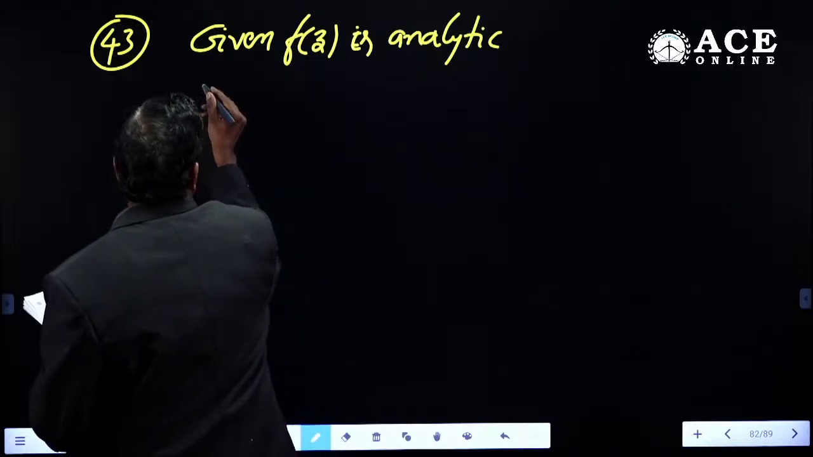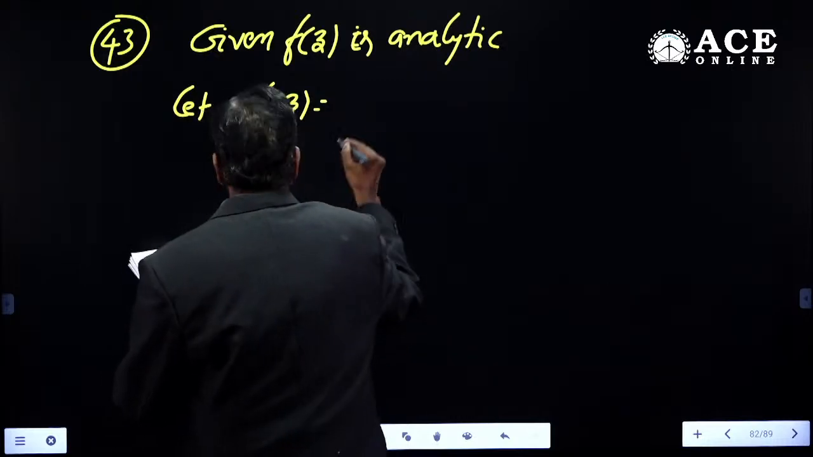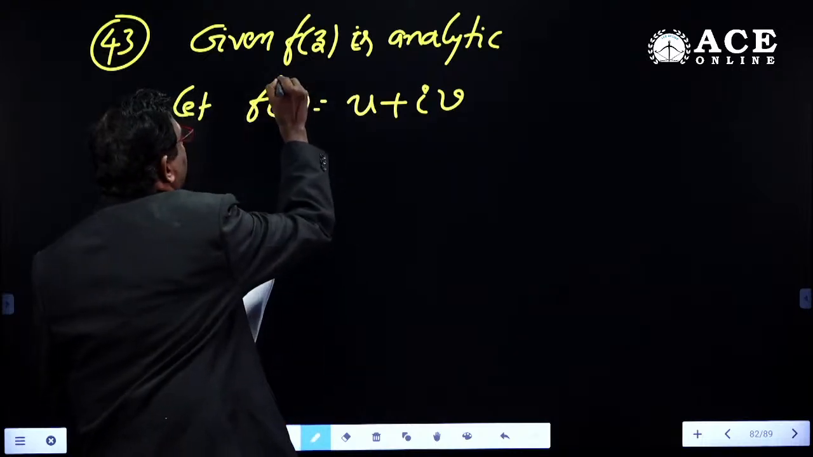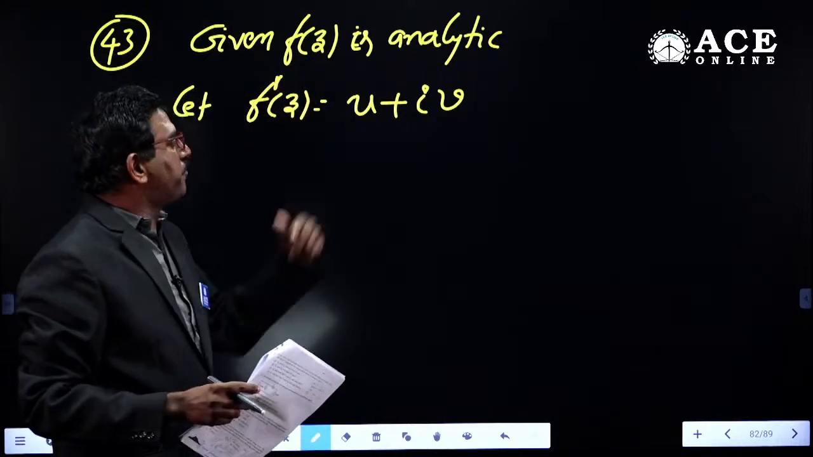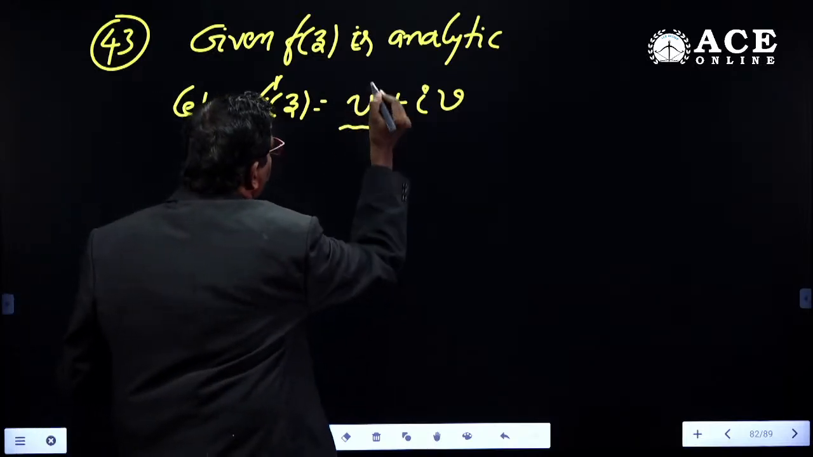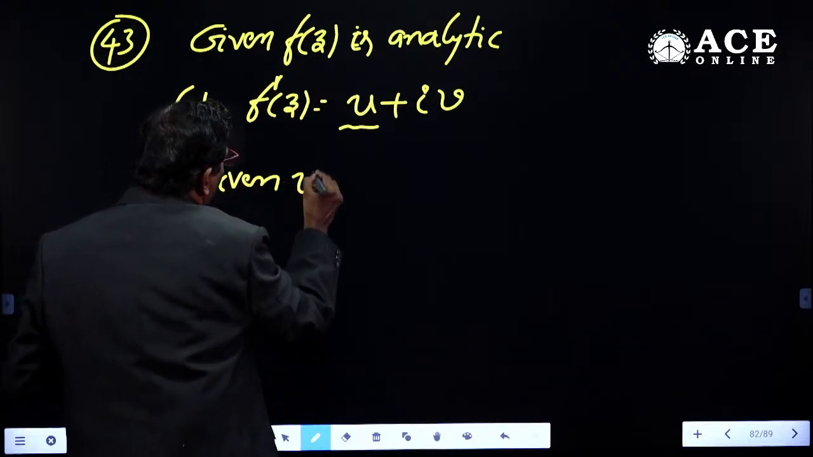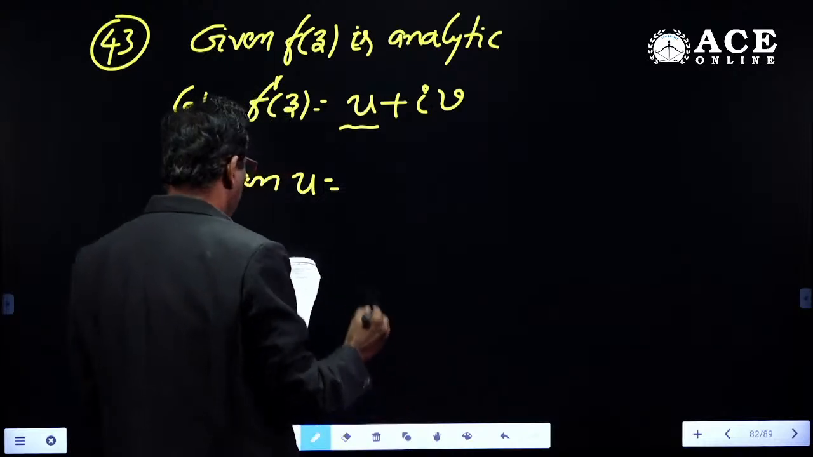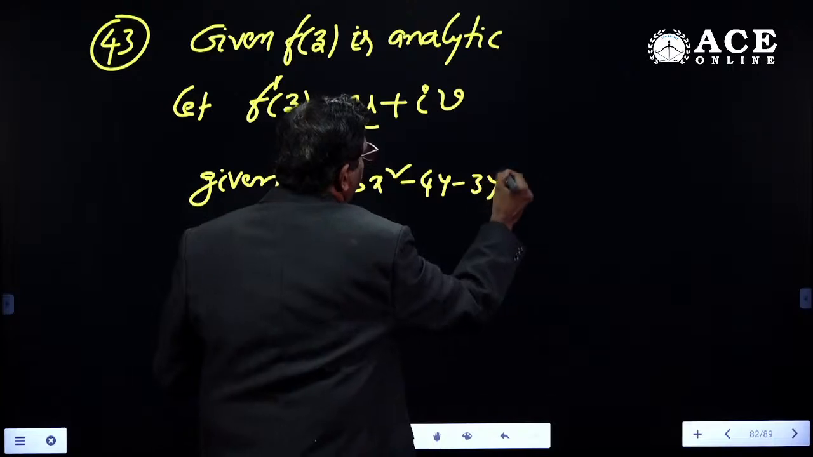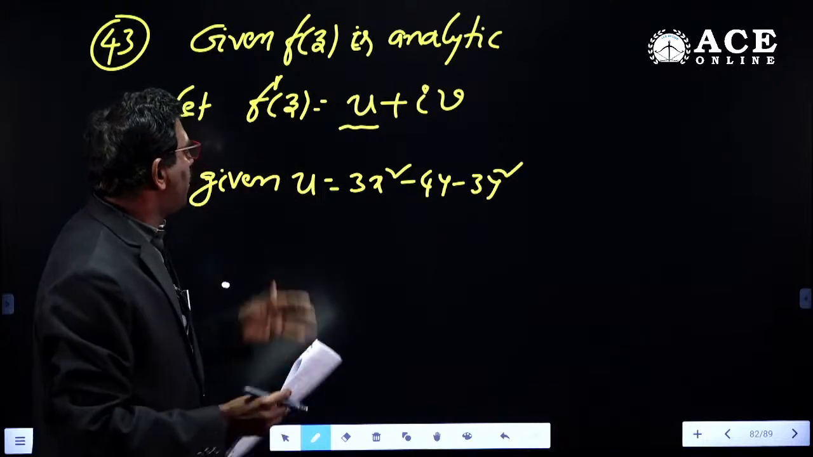Let us assume f dash of z is equal to u plus iv, not f of z. What is the real part of f dash of z? Given u is equal to 3x square minus 4y minus 3y square. This u is nothing but the real part of f dash of z, not f of z.